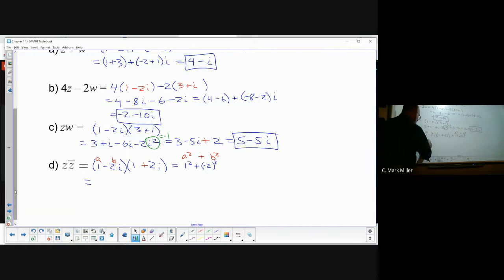That equals 1 plus 4, or 5. Again, a complex number times its conjugate is always a purely real number. No complex part to that product.